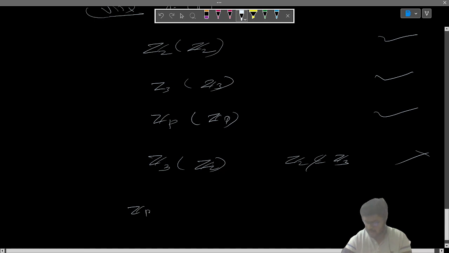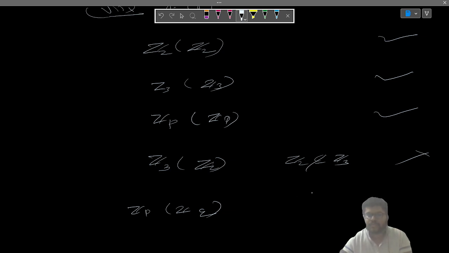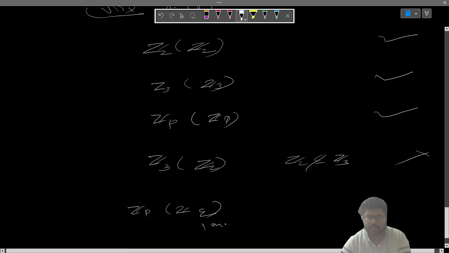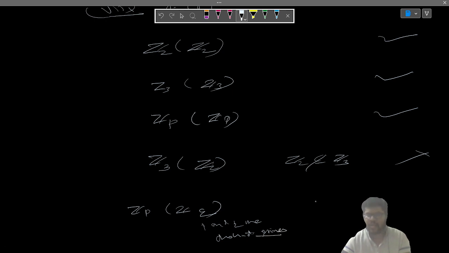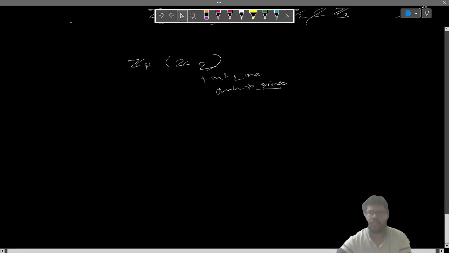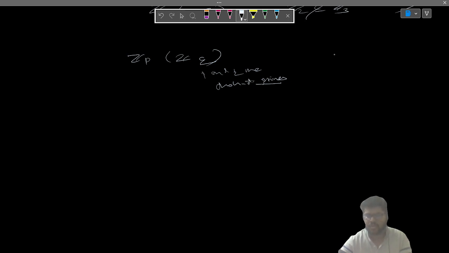Now Zp over Zq, where p and q are distinct primes. Is it a vector space? It is not.